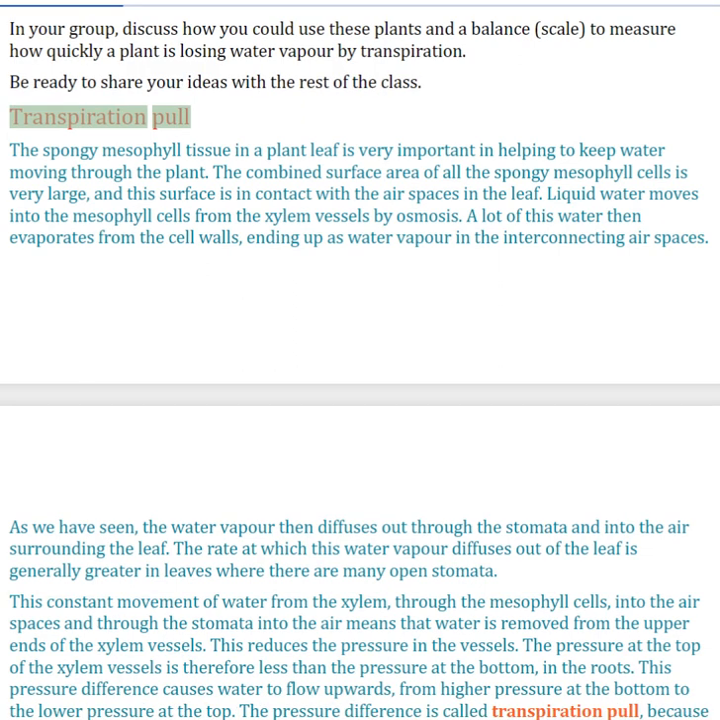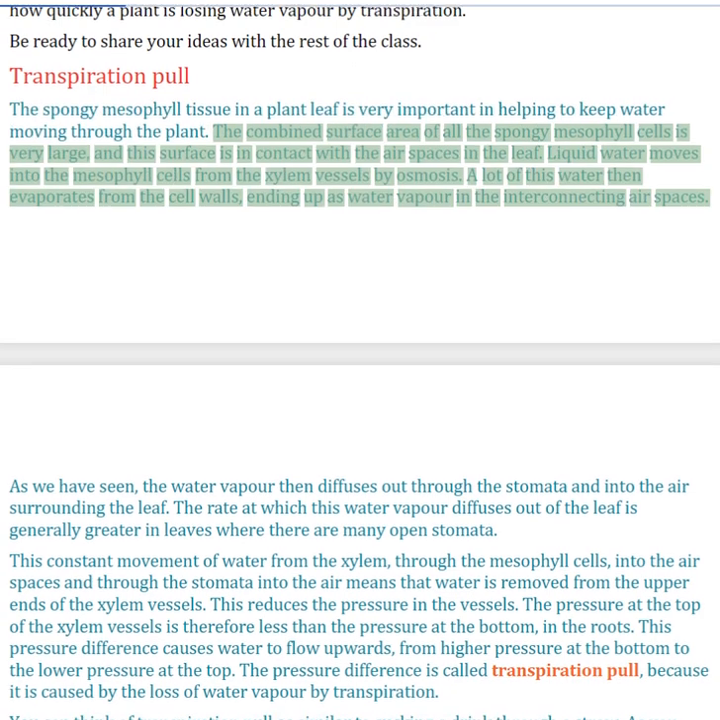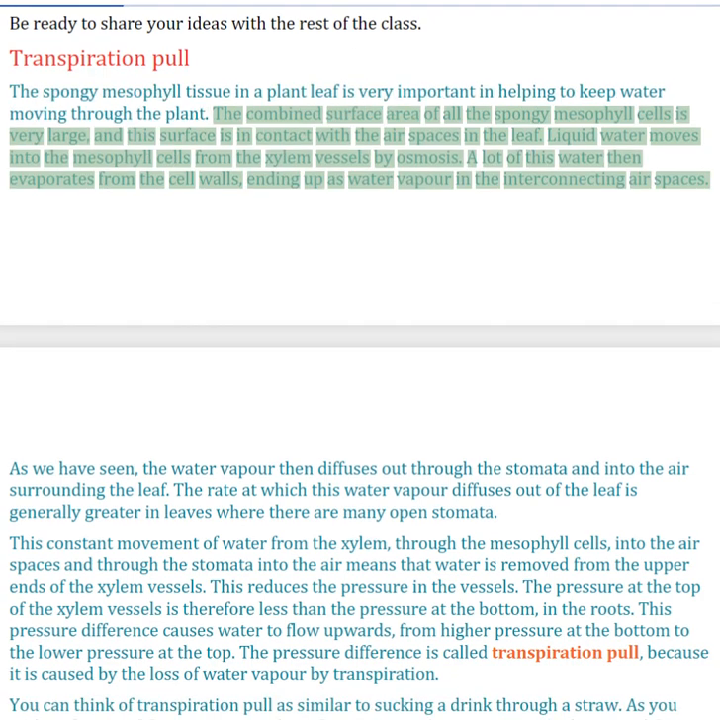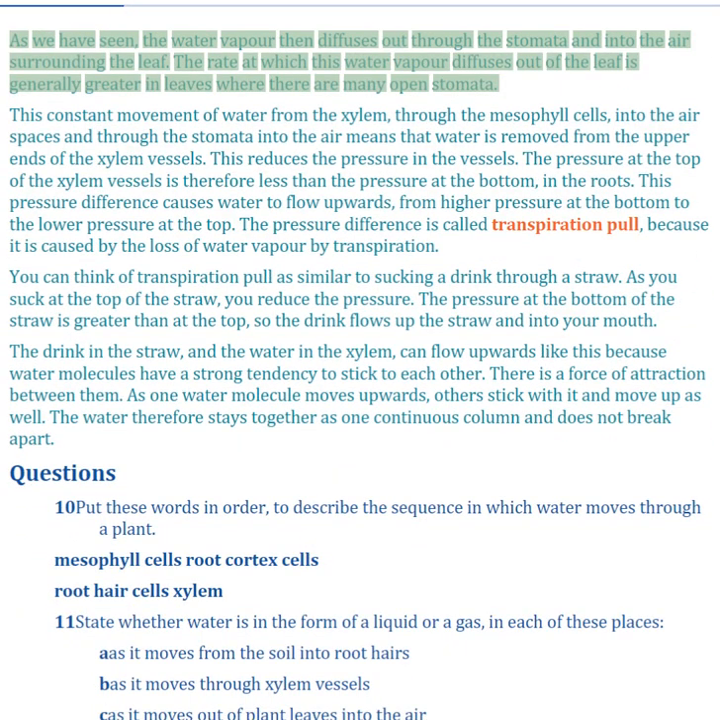Transpiration pull. The spongy mesophyll tissue in a plant leaf is very important in helping to keep water moving through the plant. The combined surface area of all the spongy mesophyll cells is very large, and this surface is in contact with the air spaces in the leaf. Liquid water moves into the mesophyll cells from the xylem vessels by osmosis. A lot of this water then evaporates from the cell walls, ending up as water vapor in the interconnecting air spaces. As we have seen, the water vapor then diffuses out through the stomata and into the air surrounding the leaf.